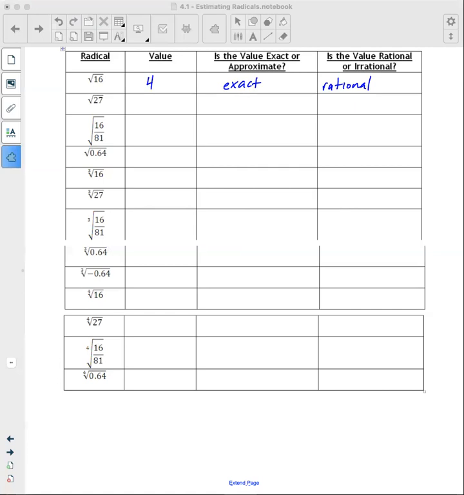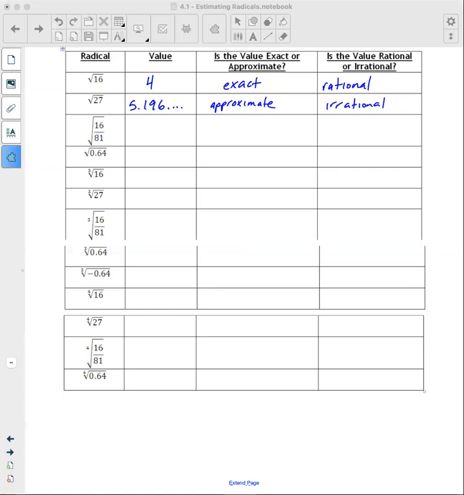Okay. So if we take the square root of 27, put that into your calculator, and it comes out as 5.196 and a whole lot of numbers at the end of that, okay? So because that is a non-terminating decimal, we say this is an approximation. Okay, and approximate numbers are irrational.